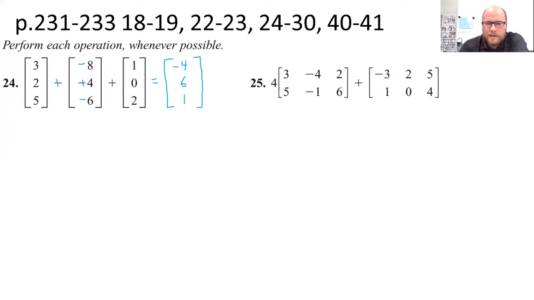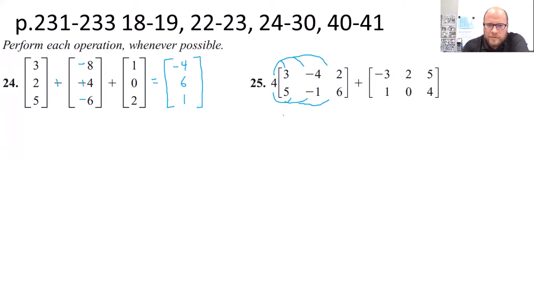On 5, there are 2 operations here as well. There's a 4 out in front. This is a scalar multiplier, so that has to go to every single one of those values. That 4 is going to go to every single one of the values in the matrix. So it's like a really big distributive property.